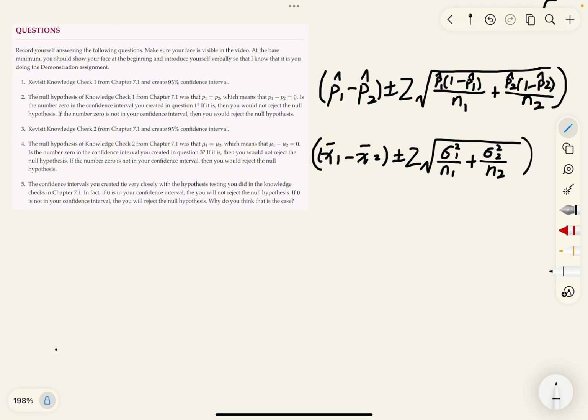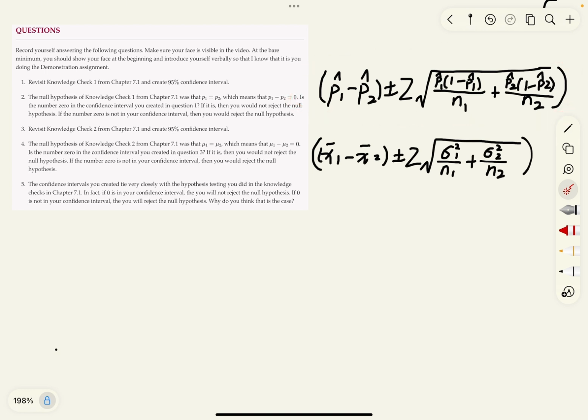95% confidence interval. Okay, for the first one, to create a 95% confidence interval, follow the steps outlined for two samples. The confidence interval for the difference between two proportions, P1 minus P2, is calculated using this formula.